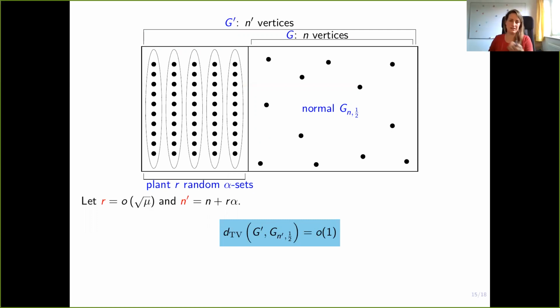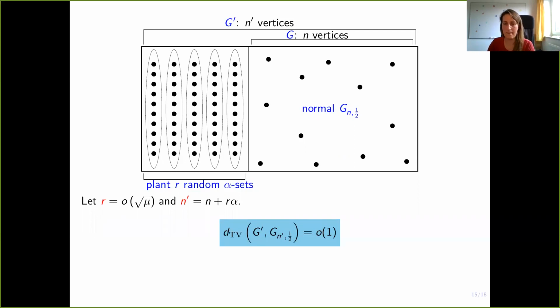Right, and what does this mean? This means basically the outer random graph has the same distribution as G(n', 1/2). So we can couple these two random graphs so that they give the same result with probability 1 minus little o(1). So anything that holds in one of them with high probability also holds in the other one with high probability.